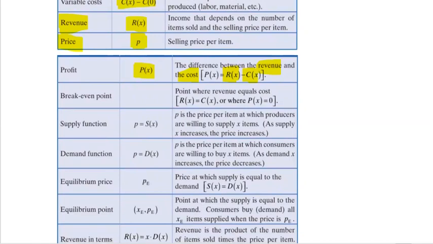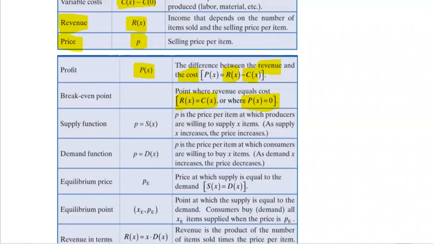Break-even point is where the revenue equals the cost function, or the profit equals 0. So for this part, we're going to have to solve the algebraic equation. And when you see an equal sign, that means you have the equation and the variable x, which is what you are looking for as the final answer.